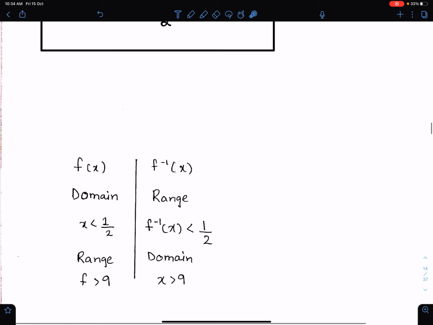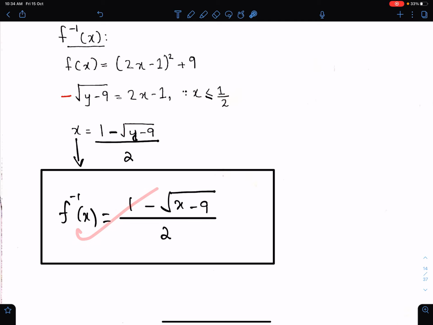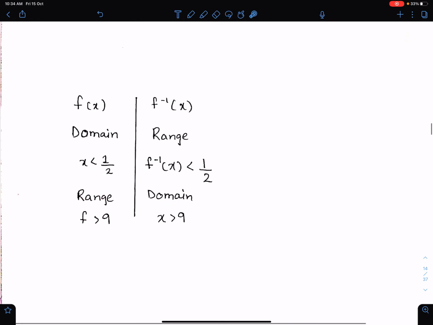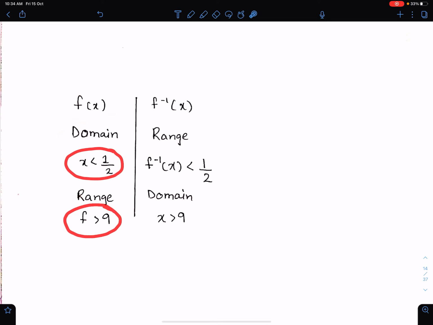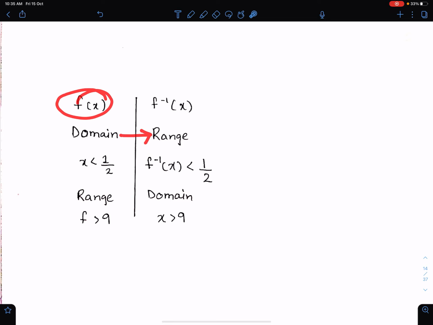What if we need domain and range of f inverse? This is very simple. So we have the domain and range of f. So with the help of this domain and this range, we can easily find the range and domain of f inverse. See, the domain of f will become the range of f inverse, and the range of f will become the domain of f inverse.